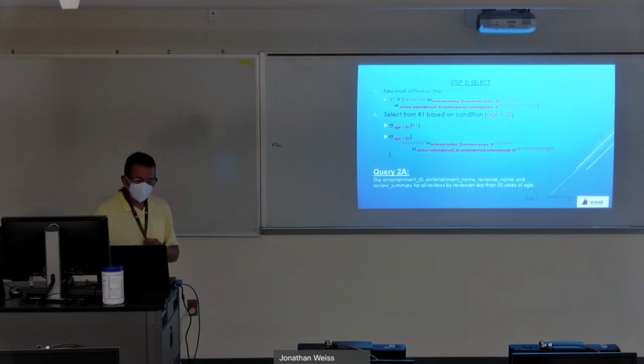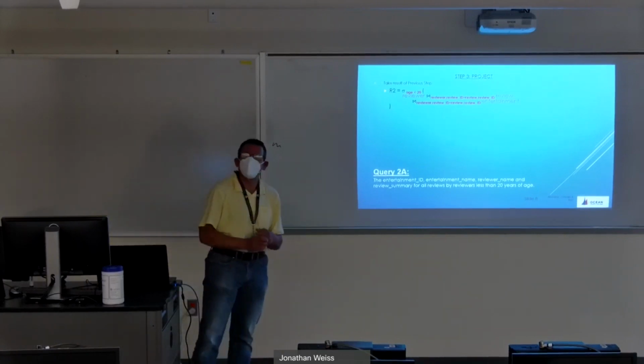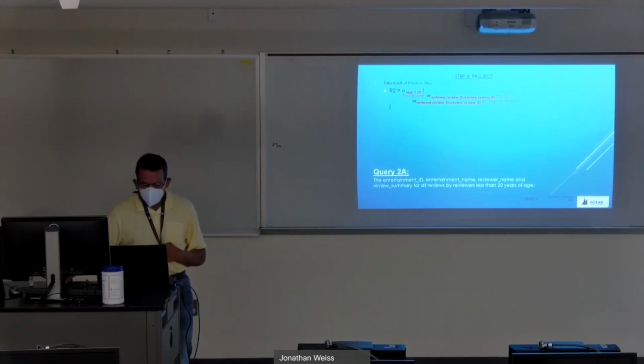Okay, so that's step 2, but we're not done yet because we found the correct records. We want only those that are associated with reviewers less than 20 years of age, and we figured out what we need to join together to get that. But we only want some of the fields that result from this. So that's our step 3. We need to figure out what the project is, what fields we're going to be taking from this. So we take the results of the previous step. We'll call that R2 for now. Okay. And we're going to do a project of R2. And what fields do we need from this?